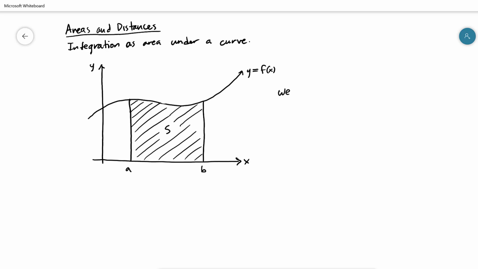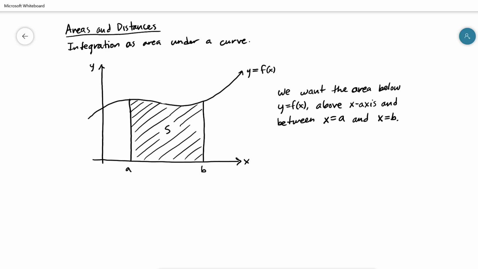So we want the area below y equals f of x, above the x-axis, and between x equals a on the left and x equals b on the right. That's the area that we're looking for, the region that we're calling S.